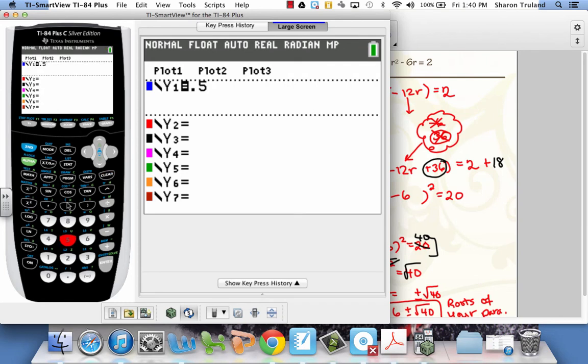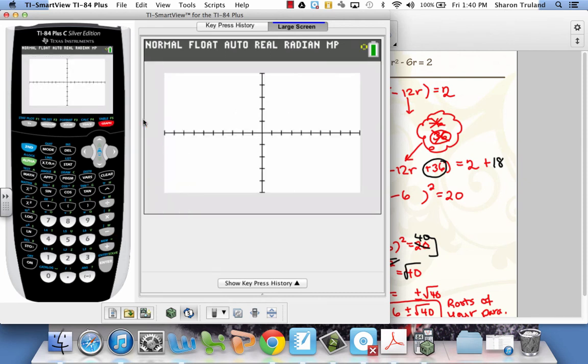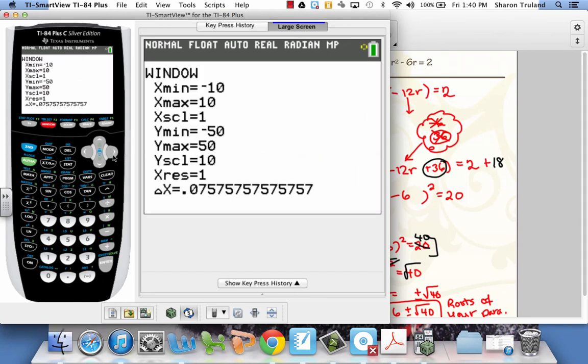0.5 parentheses x squared, I don't know why I put parentheses in, minus 6x minus 2. All right, that's the equation. I'm going to graph it. Let me see what my graph looks like. Wow, it's off the screen there. So I'm going to come over here. I'm going to work with my window so you can see it a little better.